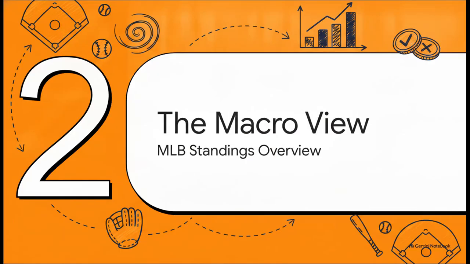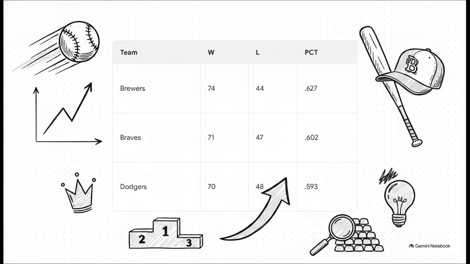Moving right along to step 2, the macro view. Let's pull up our first layer of data and see how this whole thing builds. This right here is what the casual observer sees on the morning of August 10th when they fire up MLB.com. They see the high-level standings, they spot teams like the Milwaukee Brewers sitting pretty at 74-44, the Atlanta Braves right on their heels at 71-47, and the LA Dodgers at 70-48. This macro data establishes your basic everyday narrative.